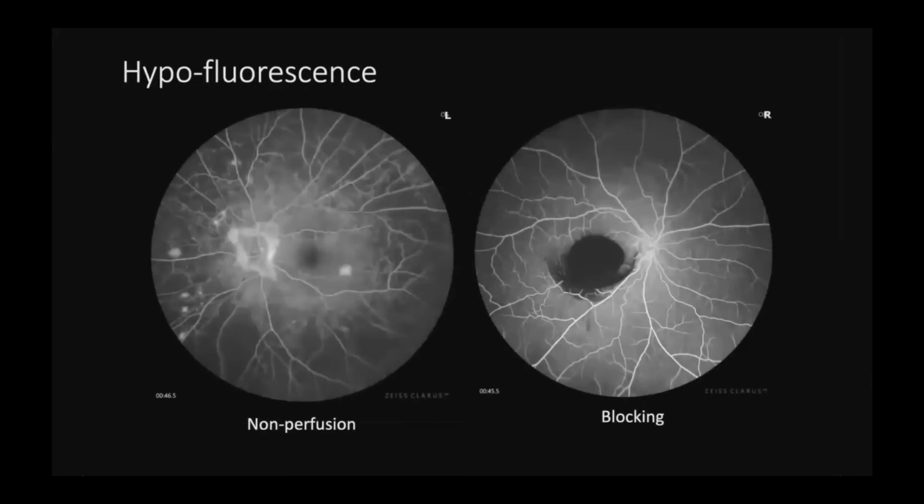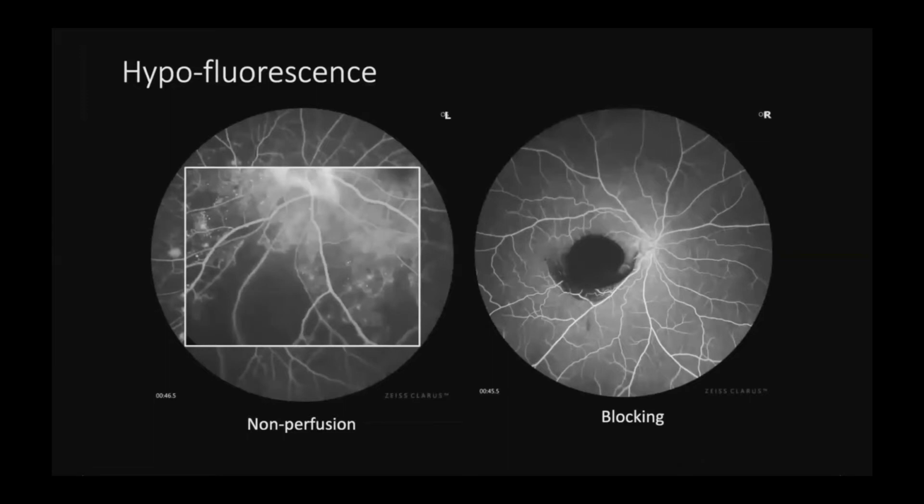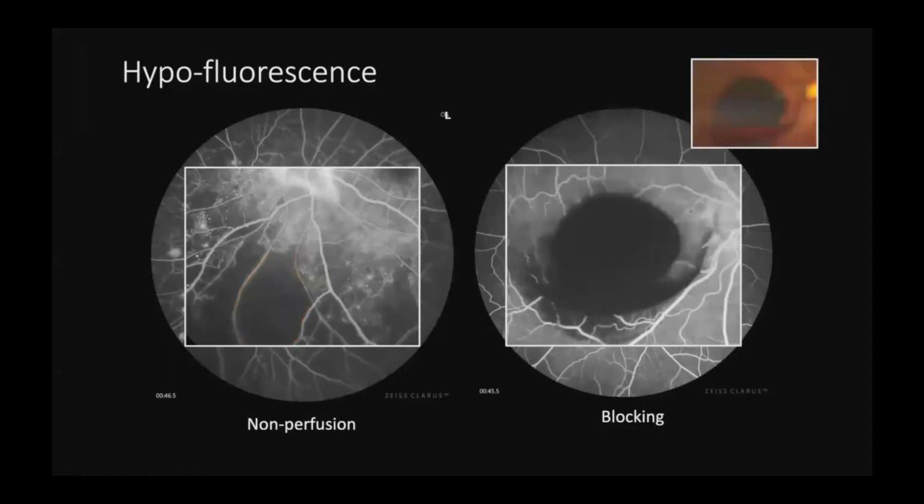Hypofluorescence, as I mentioned before, can be caused by non-perfusion. As you can see here, this is an area of capillary dropout. So in this case, the fluorescein is not visualized in this lesion simply because the blood vessels are no longer present in this area of the retina. In contrast, blocking is caused by an overlying occlusion, in this case, a hemorrhage, that's blocking the visualization. And we'll see this in a number of disorders, but commonly with hemorrhage, we'll see this in clinic.